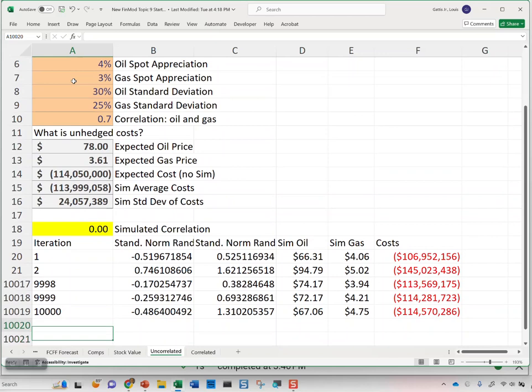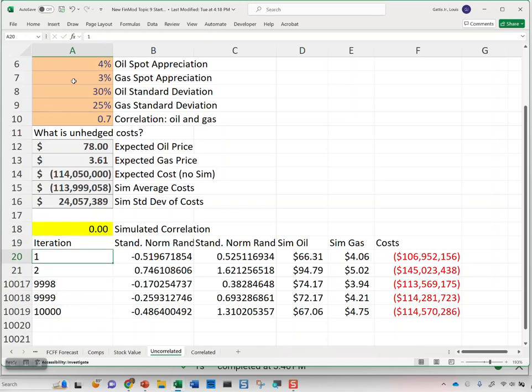So I also want to show you this model because this is a different way of doing a simulation we haven't done before. Normally, I run a macro. I would create a formula for the simulated price of gas, the simulated price of oil, and the unhedged cash flow. And then we take that formula, copy it 10,000 times, and then that NORM.S.INV(RAND()) function generates 10,000 possible prices of oil and gas.